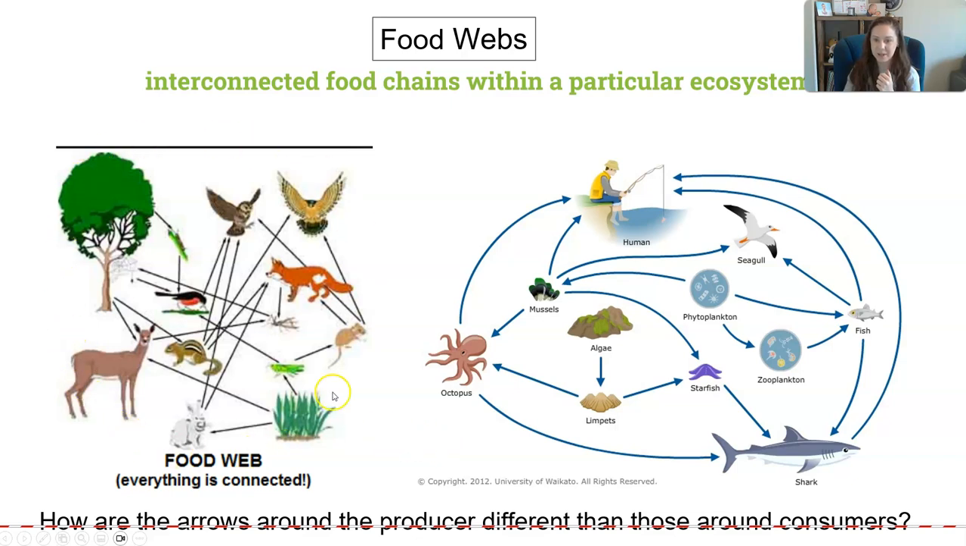Here's another example here on this page. Okay, so if you look here, what is the producer? What does not have an arrow pointing to it? Well, the tree, okay, or the grass. They're not getting their energy from another organism. They're getting it directly from the sun. They're producing that energy from the sun. And then its energy goes outward in an interconnected web.